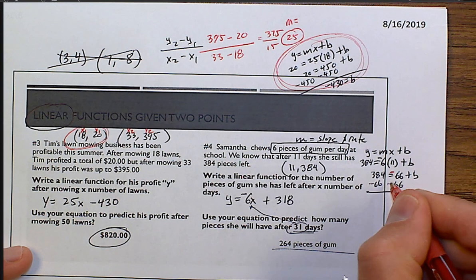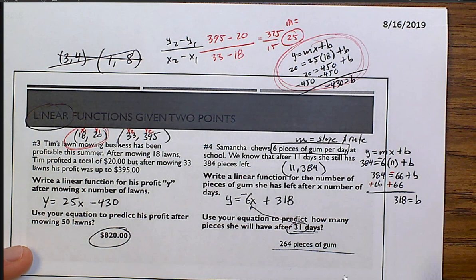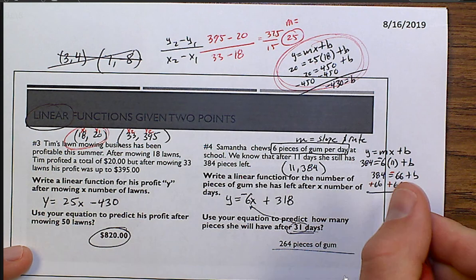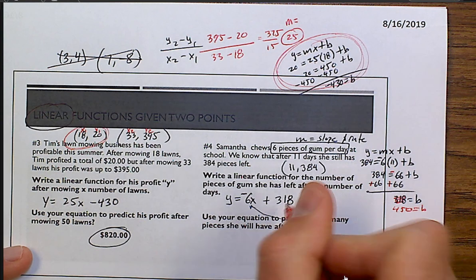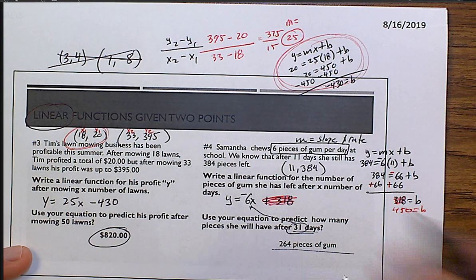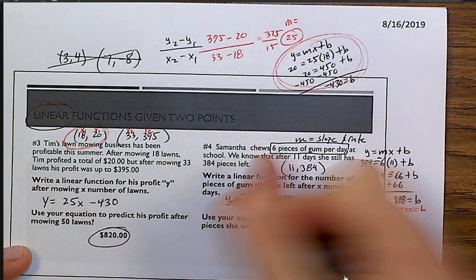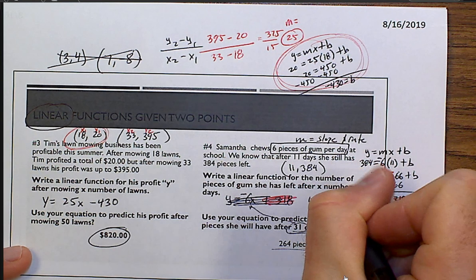So I should add 66 to 384. So 384 plus 66 is 450. That sounds better. 450 is B. So I'll just rewrite this: y equals negative 6x plus 450.